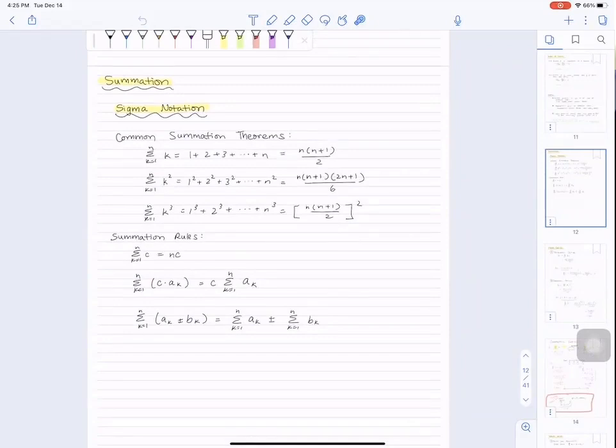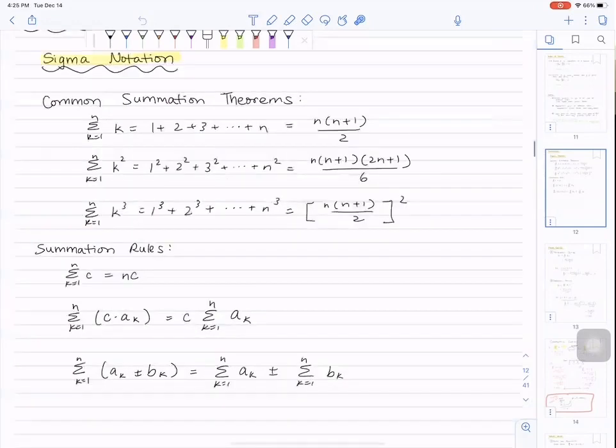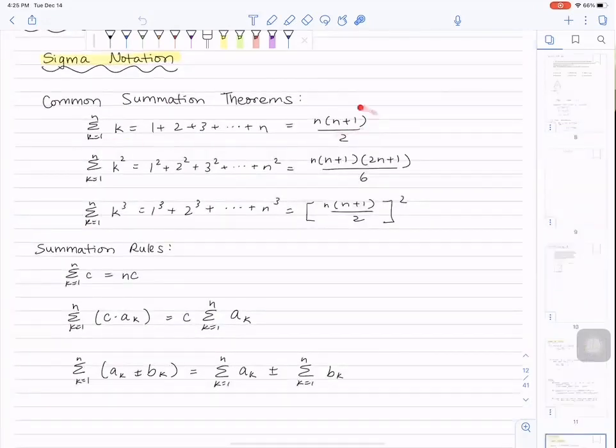Okay, so I have some review of sigma notation and all the summation stuff. So some important summation theorems. We have the most common one where you're doing a sum of k. So you're doing 1 plus 2 plus 3, etc. That's the most common one. We know the formula for the sum of that is n times n plus 1 over 2, where n is how many terms you have.